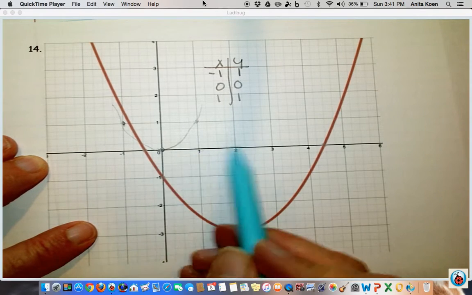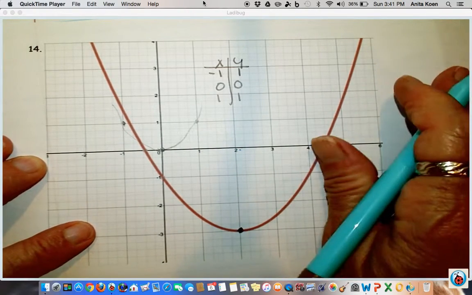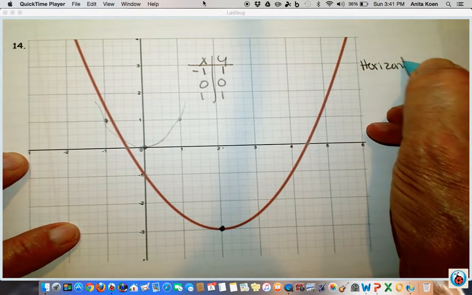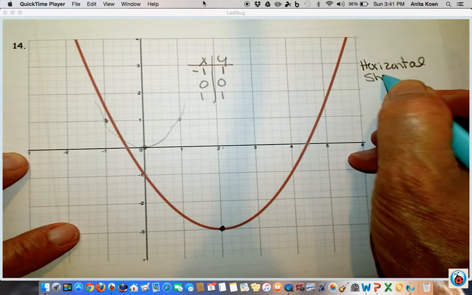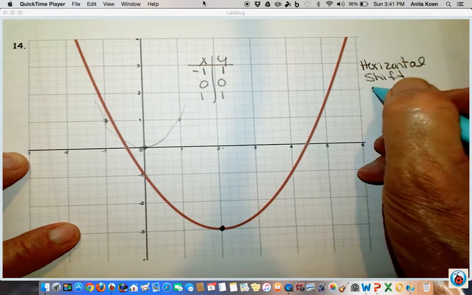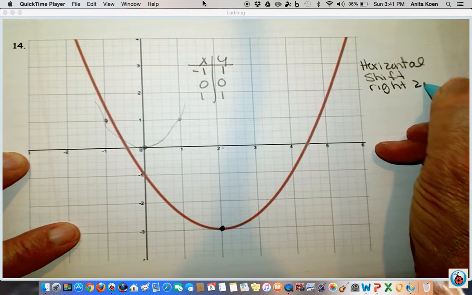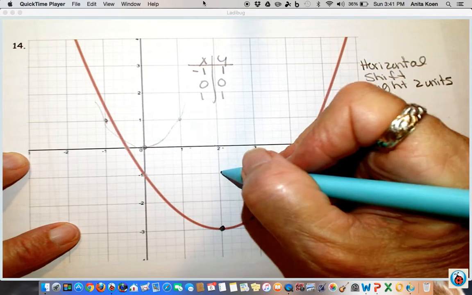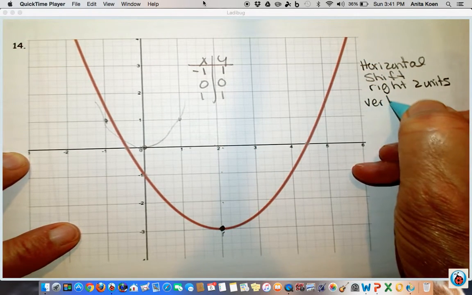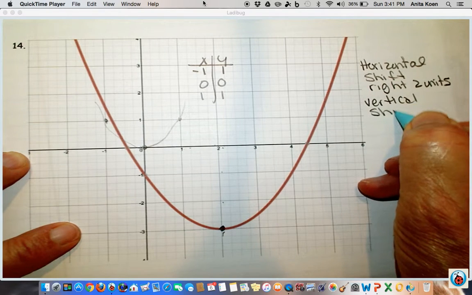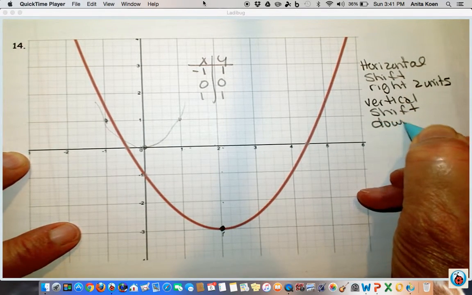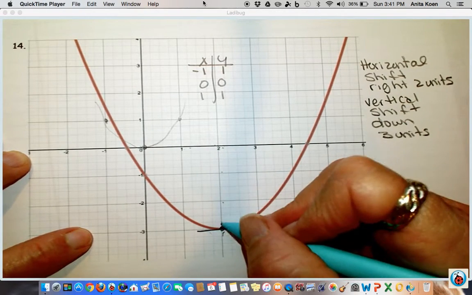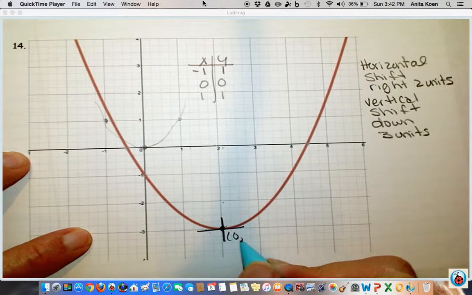And so I'm going to say 1, 2. So that's a horizontal shift to the right 2. To the right 2 units. And then after I go right 2, I'm going to go down 3. So that's a vertical shift. Down 3. Okay, so that takes care of that. My new origin, this is my pretend origin, 0, 0.